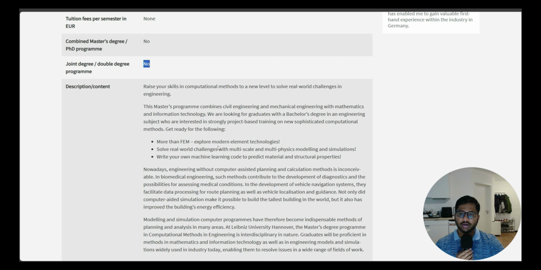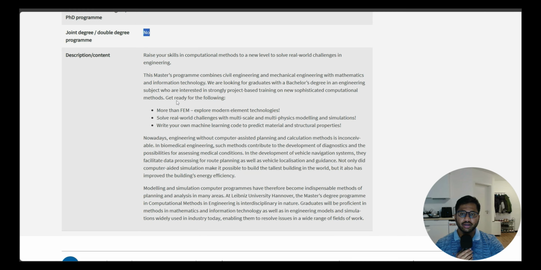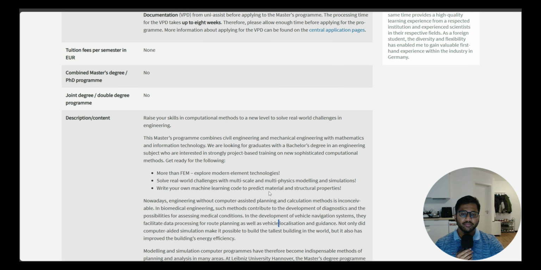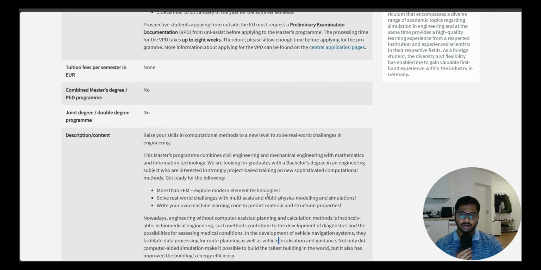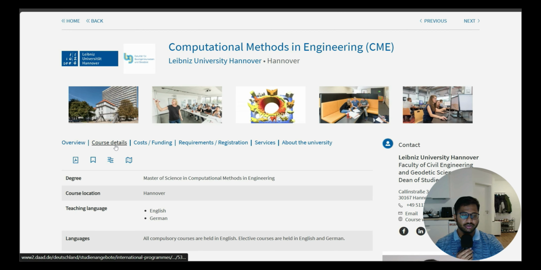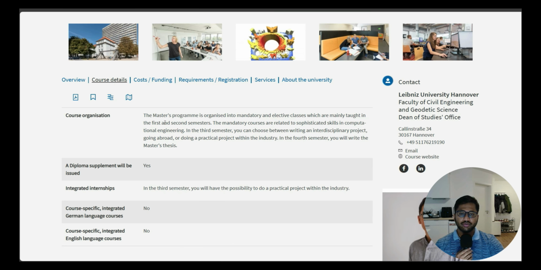Then the description of content, you can just see. Whenever you do the following new special sophisticated computational methods, you will get ready for more than FEM, explore modern element technologies, solve real world challenges with multi-scale multi-physics modeling and simulation, write your own machine learning and predict material and structural properties. These are the core knowledge that you will be learning when you finish this course. But in more detail, you will find it in the course detail.